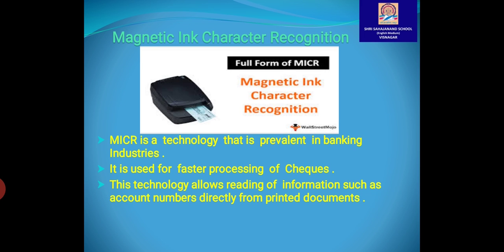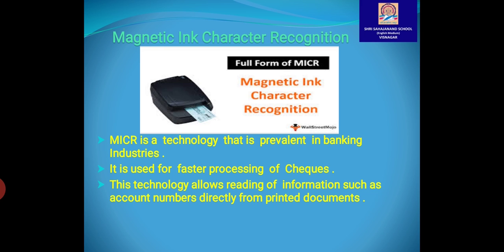Now, magnetic ink character recognition (MICR). Magnetic ink character recognition is a technology that is prevalent in the banking industry. It is used for faster processing of checks. This technology allows reading of information such as account numbers directly from printed documents. MICR codes can be easily read and understood by humans, but a barcode, though easily read by a machine, cannot be easily understood by humans. Here the content is written using special magnetic ink prepared from iron oxide.